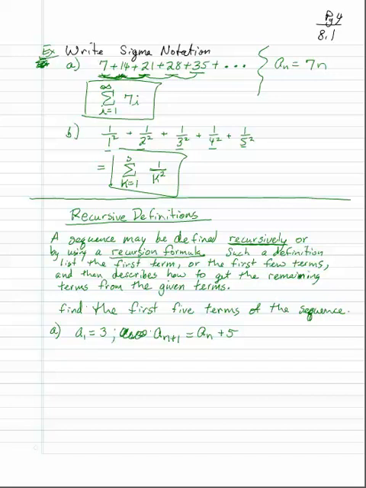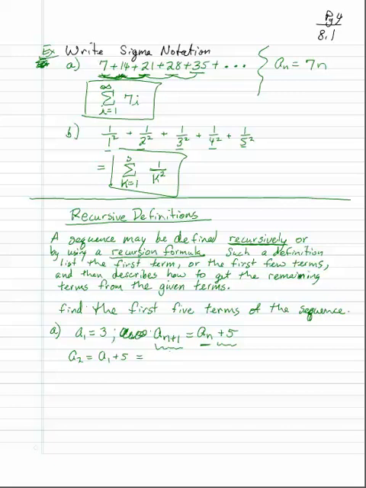If I give you a sub 1, find the first 5 terms of the sequence, and we're going to do this recursively. So if I give you the first term is 3, and if you know a term, just add 5 to it, and that gets you the next term. That's the way you read this. So to find a sub 2, it's going to be a sub 1, the term before it, plus 5.